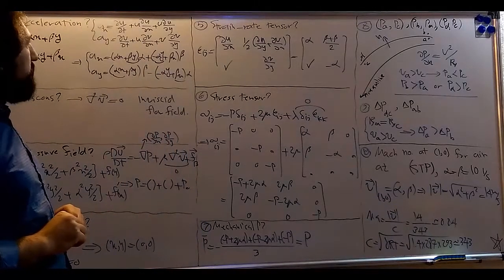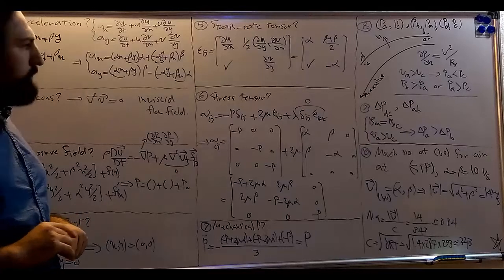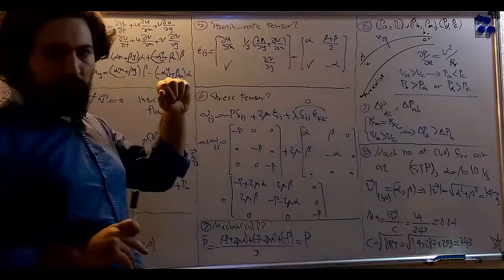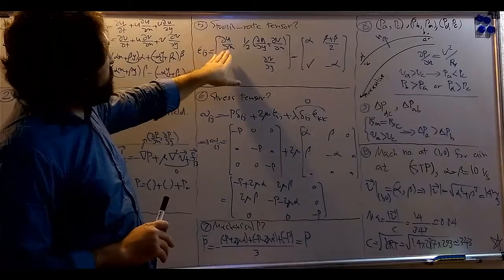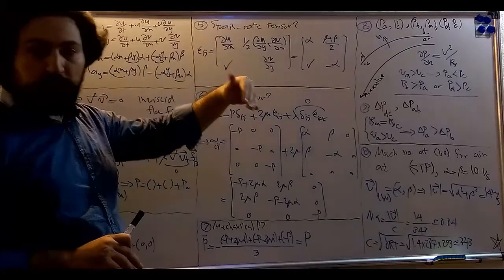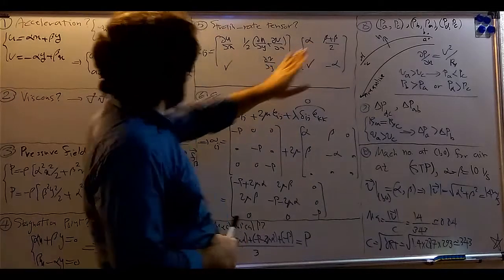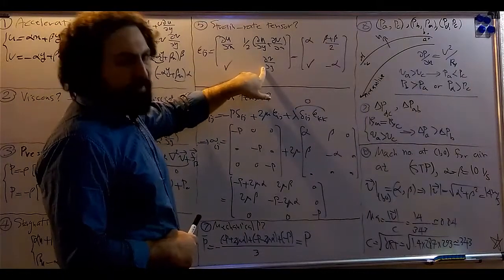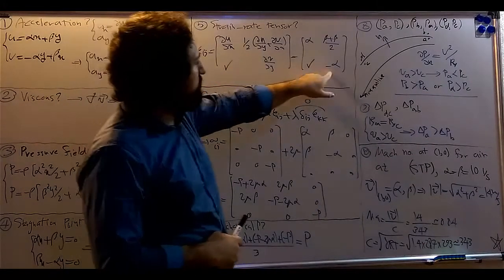Question number 5: compute the strain rate tensor. This is the expression for the strain rate tensor, which is a symmetric tensor. The partial derivative of u with respect to x equals alpha. Similarly, the partial derivative of v with respect to y equals minus alpha.